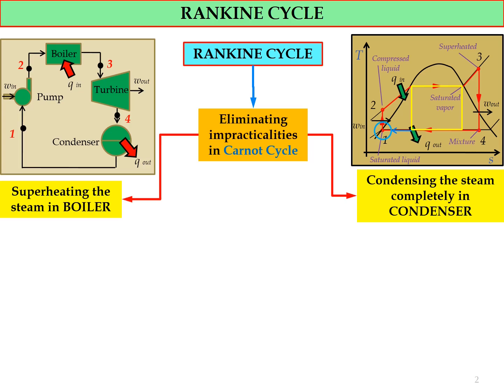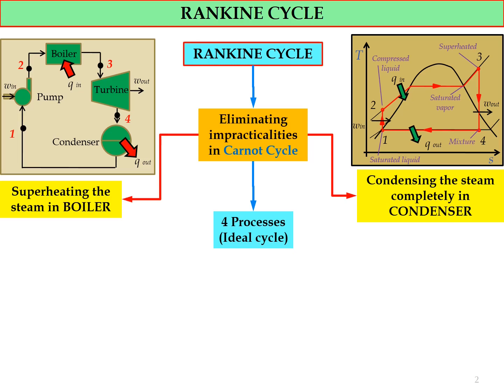Sometimes the condition of state number 1 will be compressed liquid. But for the ideal case, the phase for state number 1 will be saturated liquid. Okay, by implementing these two approaches, we have the Rankine cycle as shown in the TS diagram. So the Rankine cycle involves 4 states and 4 processes, and the discussion will refer to the ideal Rankine cycle.